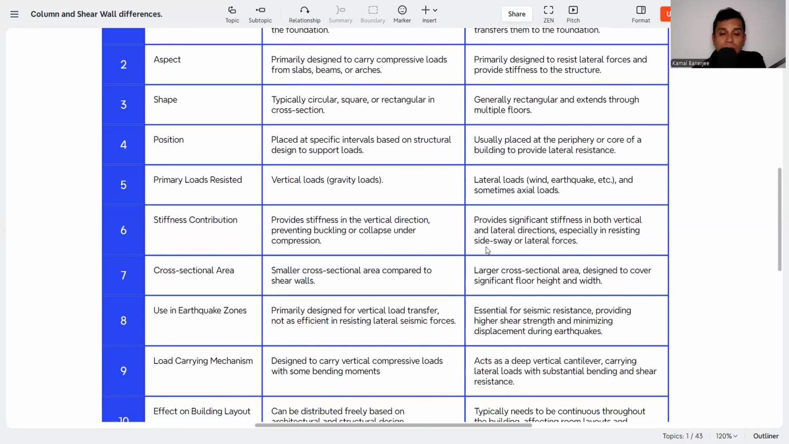Then the primary load resistance: for the column, that is vertical loads, that is gravity loads. For the shear wall, that is lateral loads, already discussed, that is wind or earthquake, and sometimes axial load also.